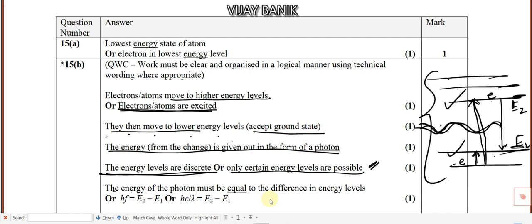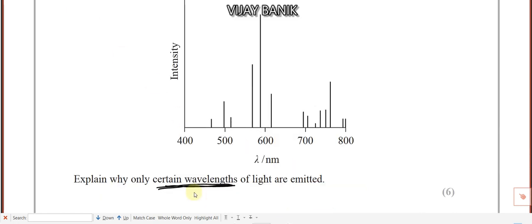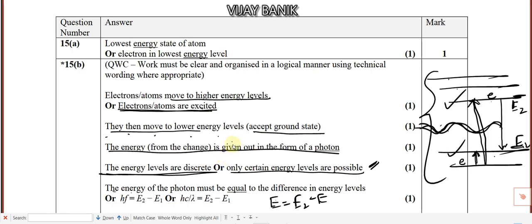You can just write energy of the photon is E2 minus E1. Remember, the answer for the question, why only certain wavelengths are possible, is always this, and it's a very commonly asked question. These are the points you should learn.